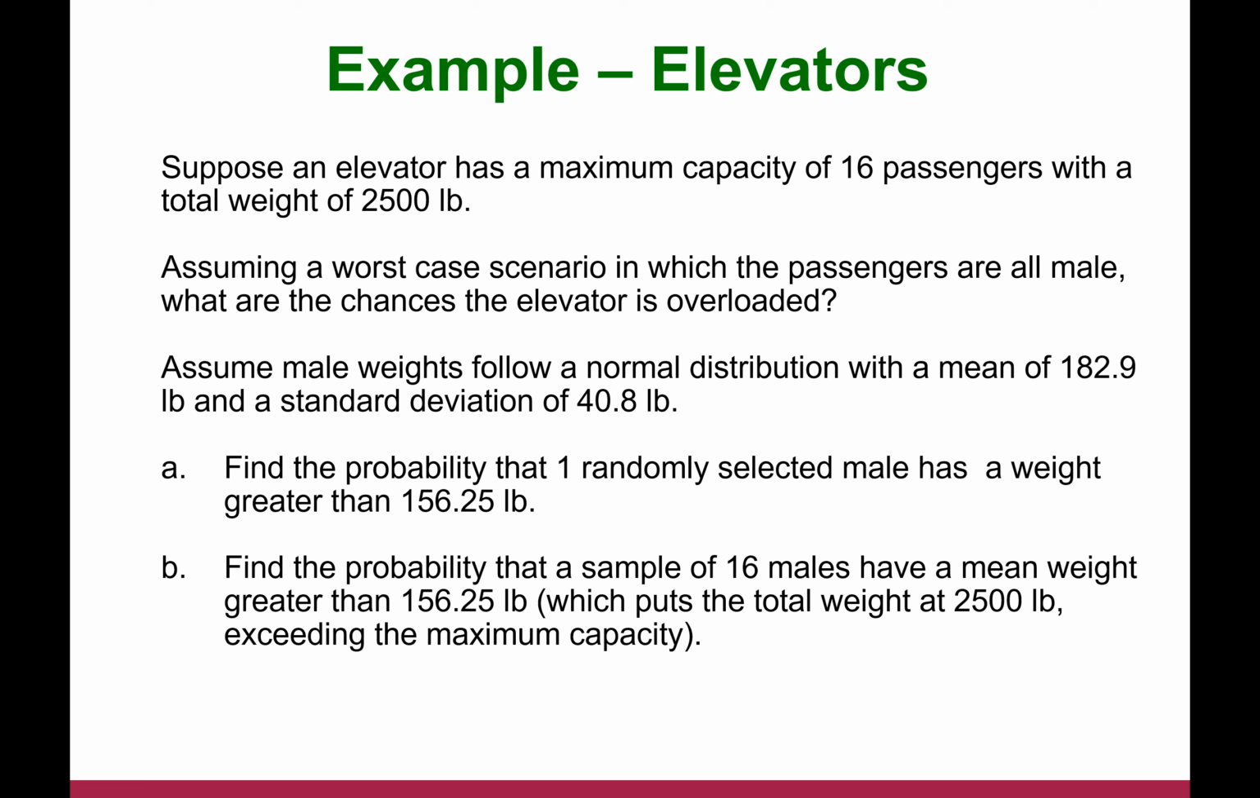Now let's take a look at an example about the elevators. Suppose an elevator has a maximum capacity of 16 passengers with a total weight of 2,500 pounds. That means, on average, each passenger should be 2,500 pounds dividing by 16. You get an average weight for those 16 men. So it'll be 2,500 divided by 16. Then put into the calculator, get the result: 156.25 pounds per person.